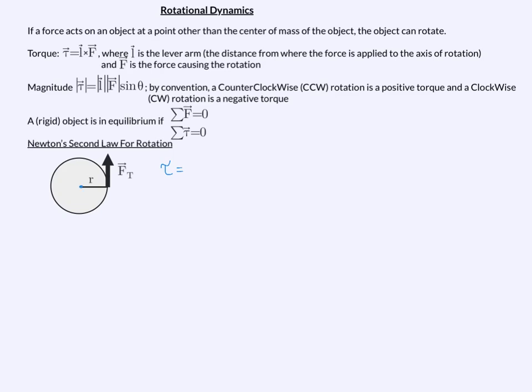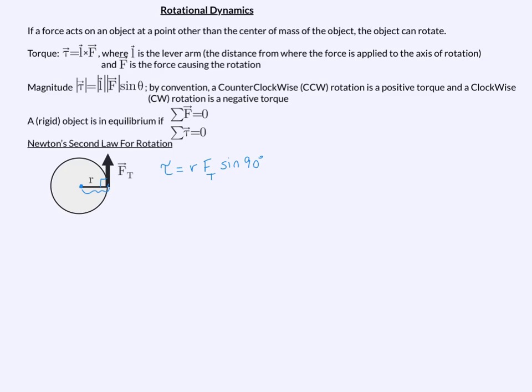So the object will rotate about here, so that makes this the lever arm, the point between where the force is applied and the axis of rotation. So the lever arm is just R times the force times the sine of the angle between them. The angle between the force and the lever arm is 90 degrees, because any tangential line to a circle is going to be perpendicular to the radius at that point.